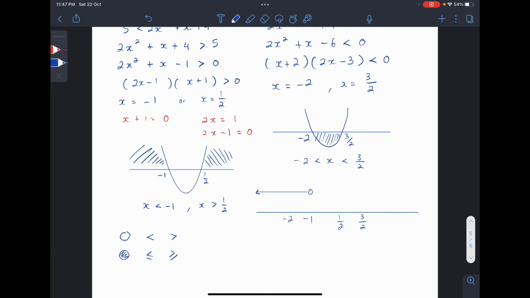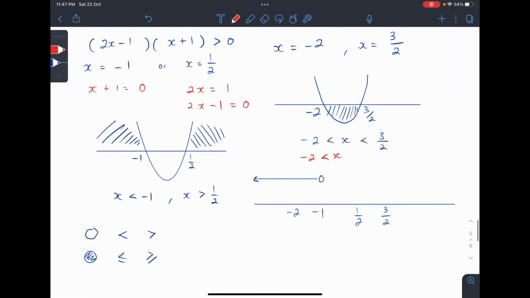So how do I do that? Well, it's really simple, but you need to do an additional step, okay? What is our answer for the range just now? -2 less than x. Your x must always be on the left side, guys. So just swap it around: x greater than -2. Now, just to be fast, I'm going to do the same thing to the other side. So x less than 3/2.